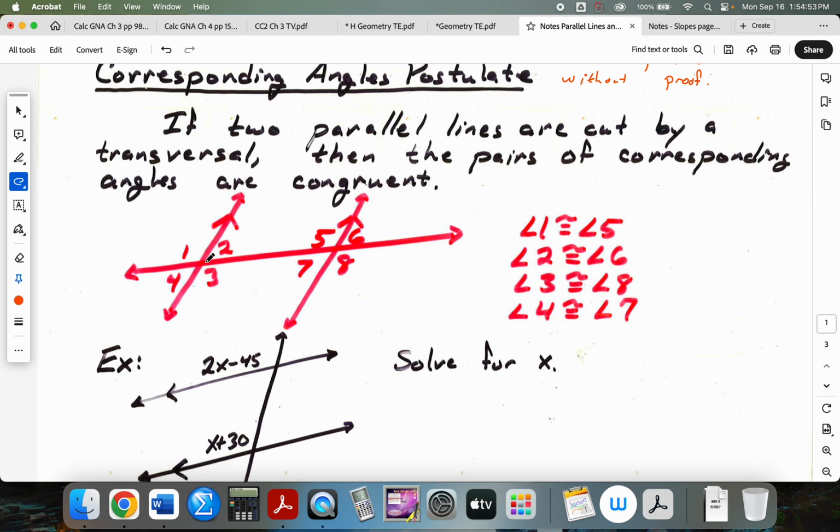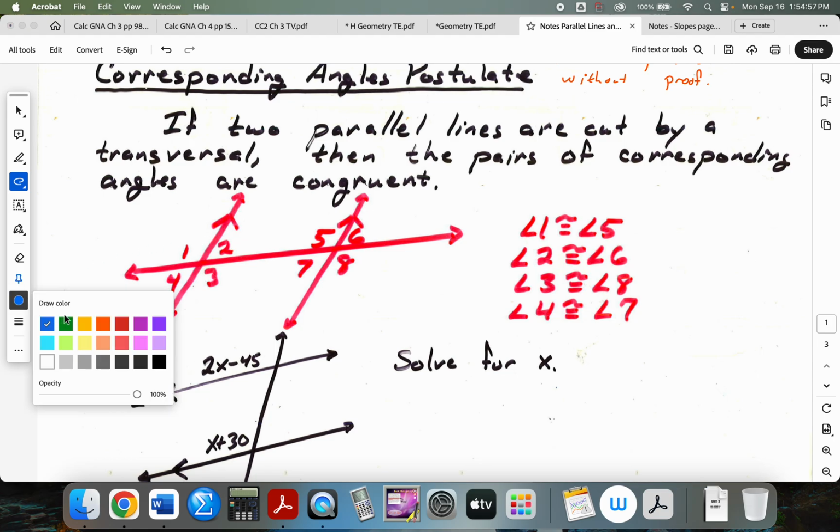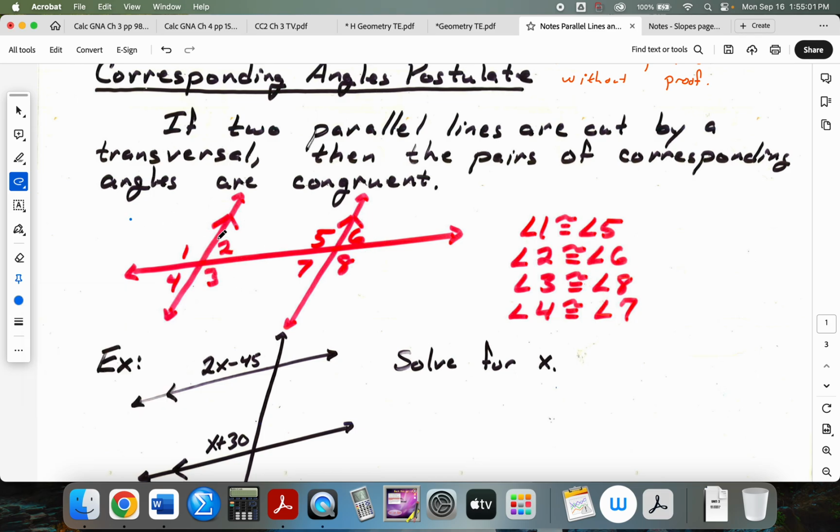So, for example, if we look here at angle 1 and angle 5, I want you to notice something. If I was to take angle 1 and just kind of slide it along the transversal, do you see how it would match up in exactly the same place and be exactly the same size as angle 5?